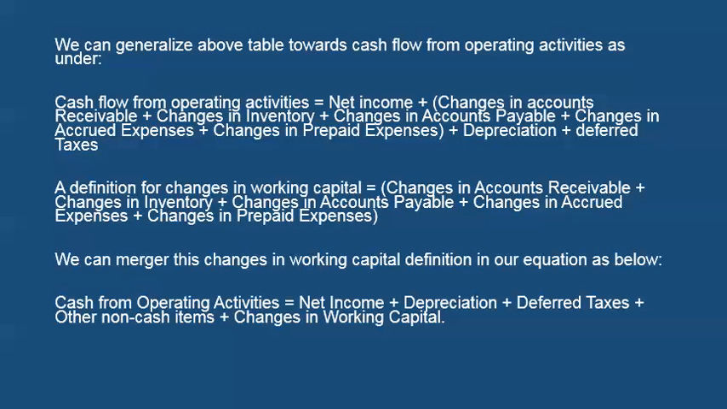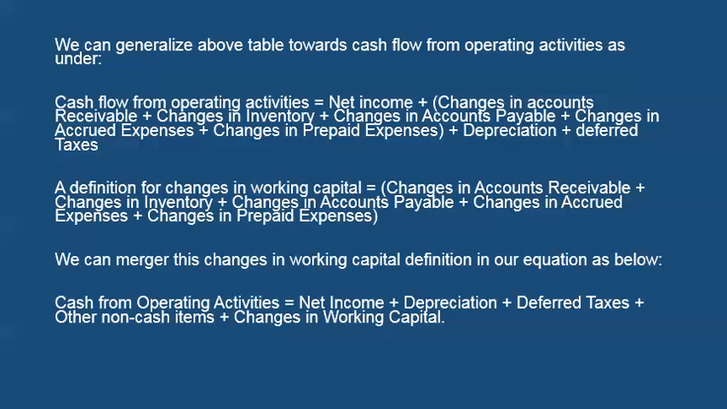We can generalize the above table towards cash flow from operating activities as under. Cash flow from operating activities equals net income plus changes in accounts receivable, changes in inventory, changes in accounts payable, changes in accrued expenses, changes in prepaid expenses, plus depreciation, plus deferred taxes. A definition for changes in working capital equals changes in accounts receivable plus changes in inventory plus changes in accounts payable plus changes in accrued expenses plus changes in prepaid expenses.